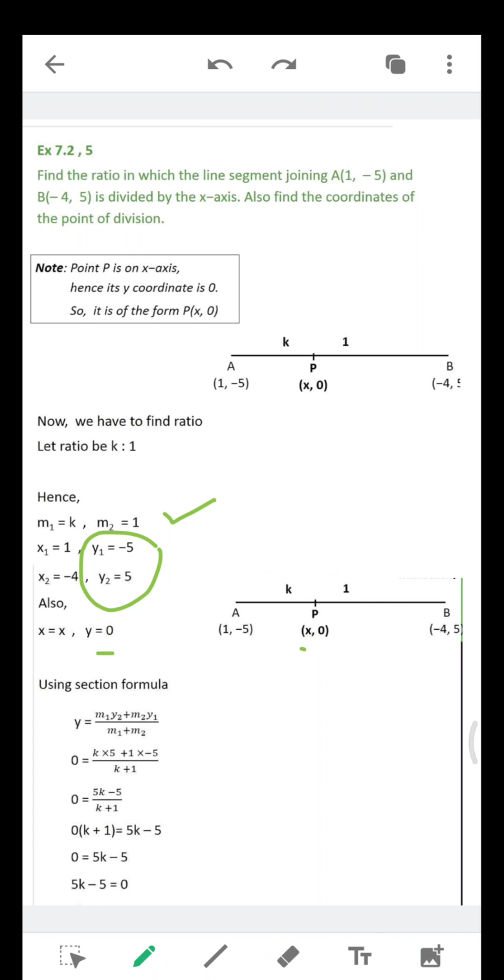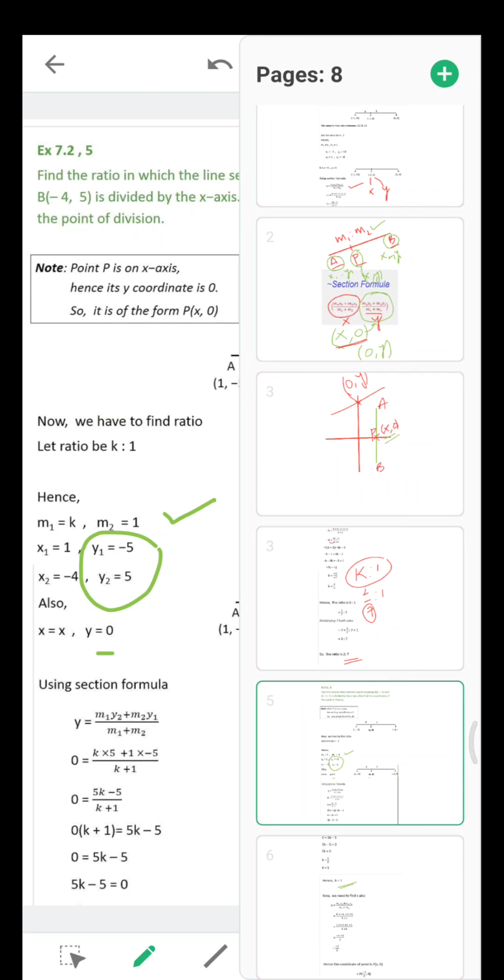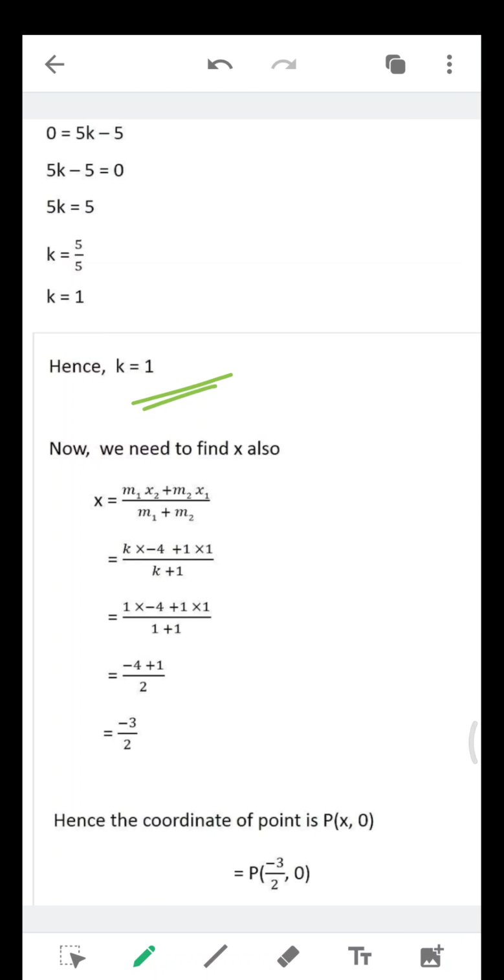Now we can use the x term of the formula. So x is equal to (m1 x2 + m2 x1)/(m1 + m2). We have got the value of k. What is our m1 : m2 now? It was k is to 1 in the beginning, but as we got the value of k as 1, it's 1 is to 1 now. This is your m1 : m2.